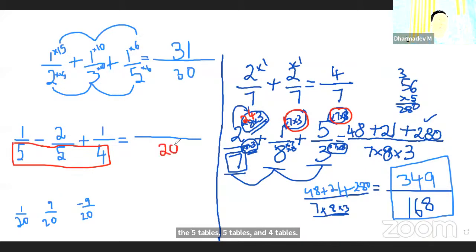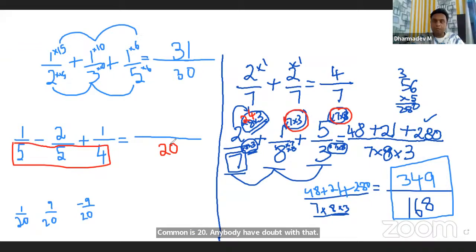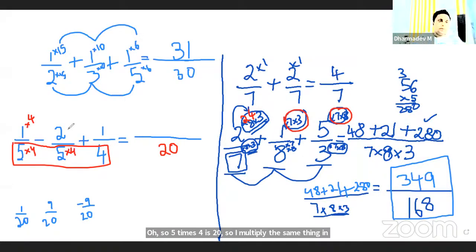Anybody have doubt with that? Okay, anyone have doubt in this? No. So 5 times 4 is 20. So I multiply the same thing in the numerator. 5 times 4 is 20. The same thing is multiplied over here in the numerator. 4 times 5 is 20. The same thing is multiplied over here in the numerator.